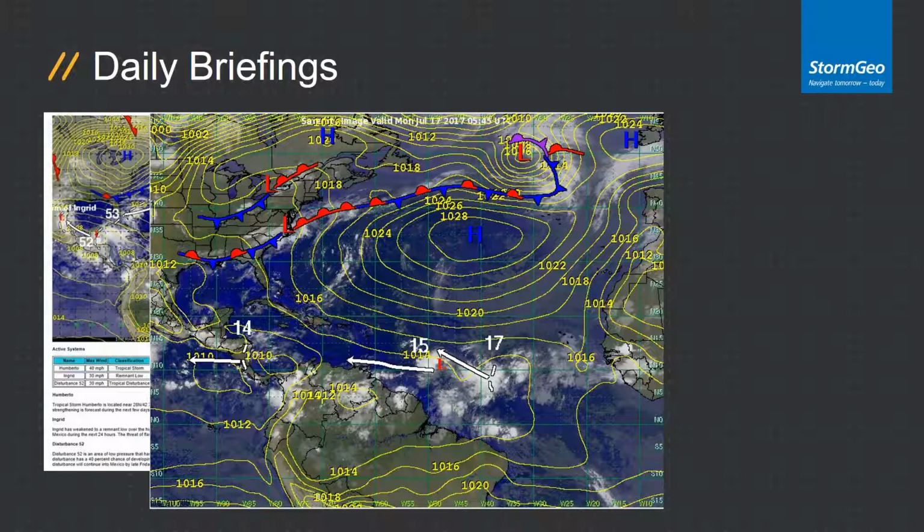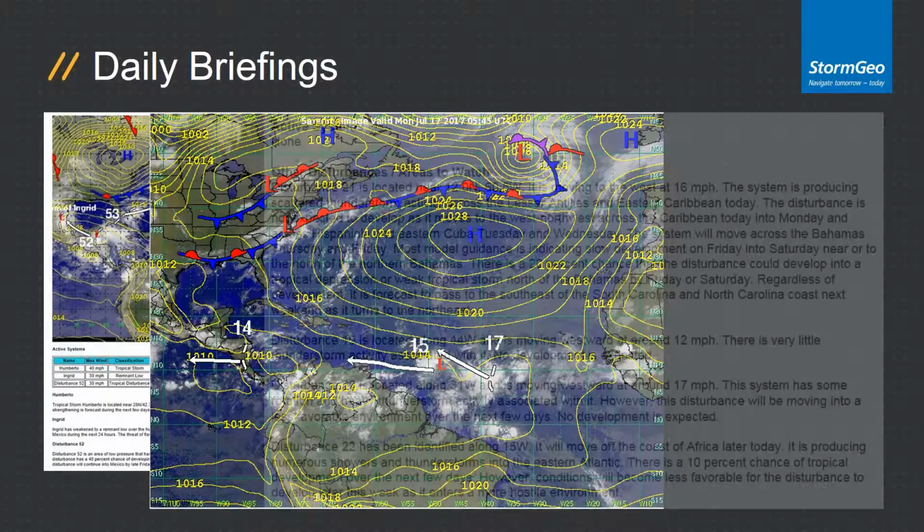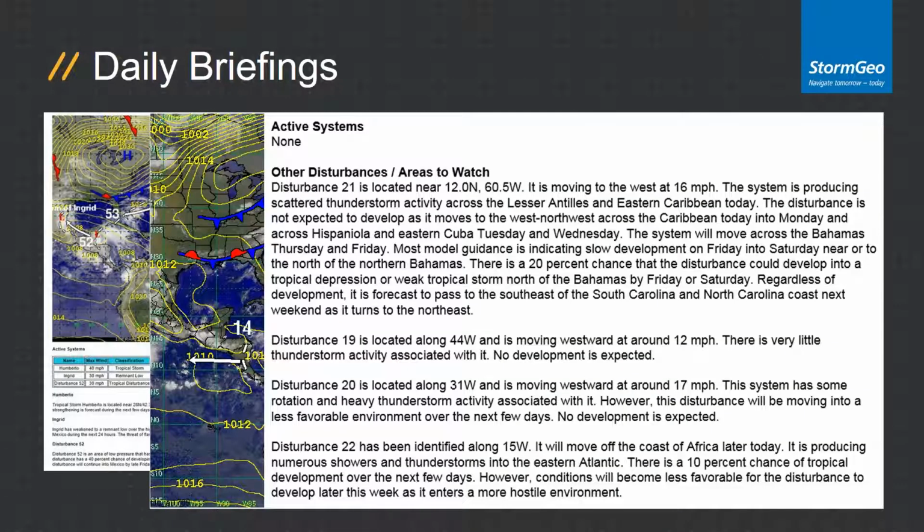Along with each disturbance and storm on the daily briefing, there'll also be a text block. So not only can you see graphically where we're looking at for disturbances, you can also see what we expect to happen, whether we expect it to develop or not, or whether we expect it to move out to sea and not really impact any land areas. So that's the highest level portion of our TropicsWatch service.